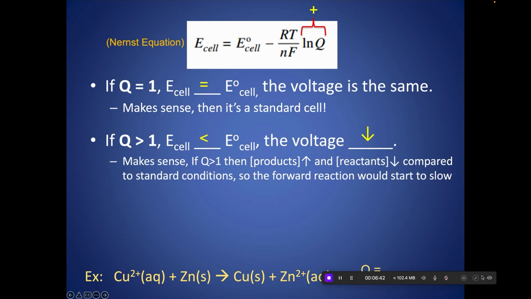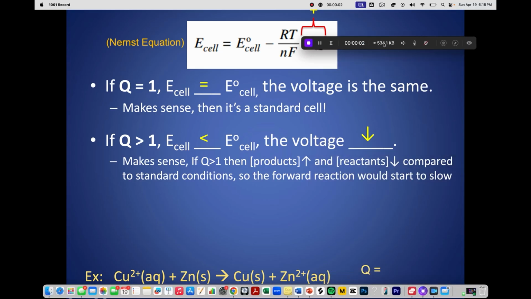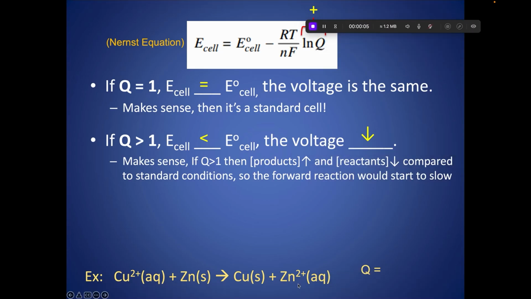And it kind of makes sense because if I look at this equation again, my Q is my products over my reactants. If my Q is bigger than 1, that means that I have a bigger numerator than I do denominator. My product has built up and I have less reactant. So it makes sense that if I have less reactant, I am not going to get as big of a voltage as I would had I had more in the standard state cell. And again, if Q is bigger than 1, I know I get a positive and I know I'm subtracting a term, so the voltage goes down.